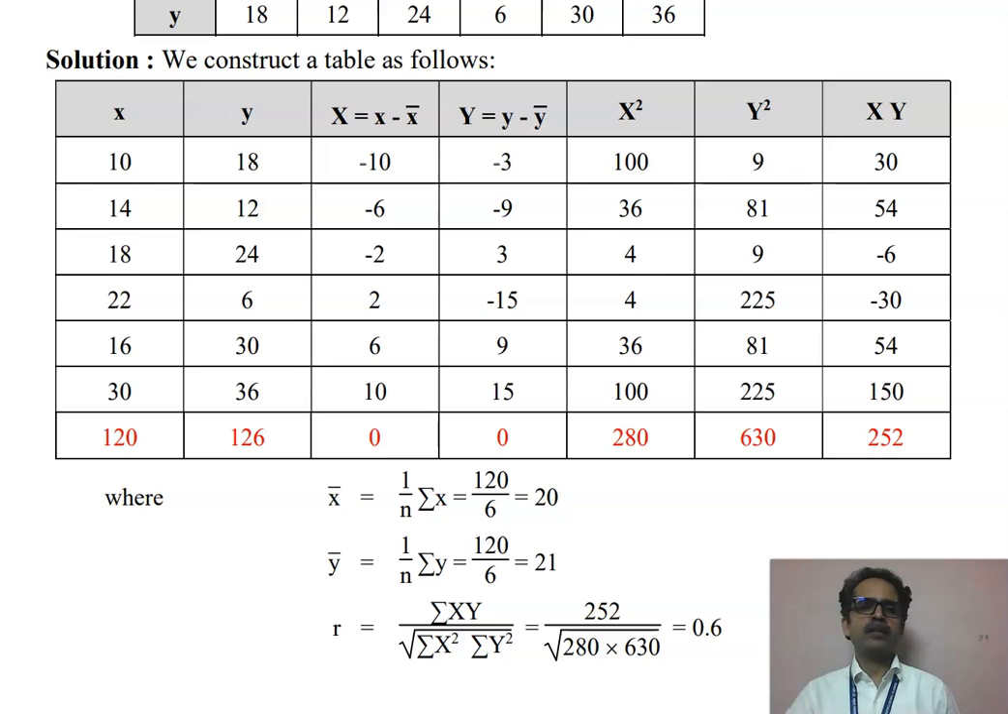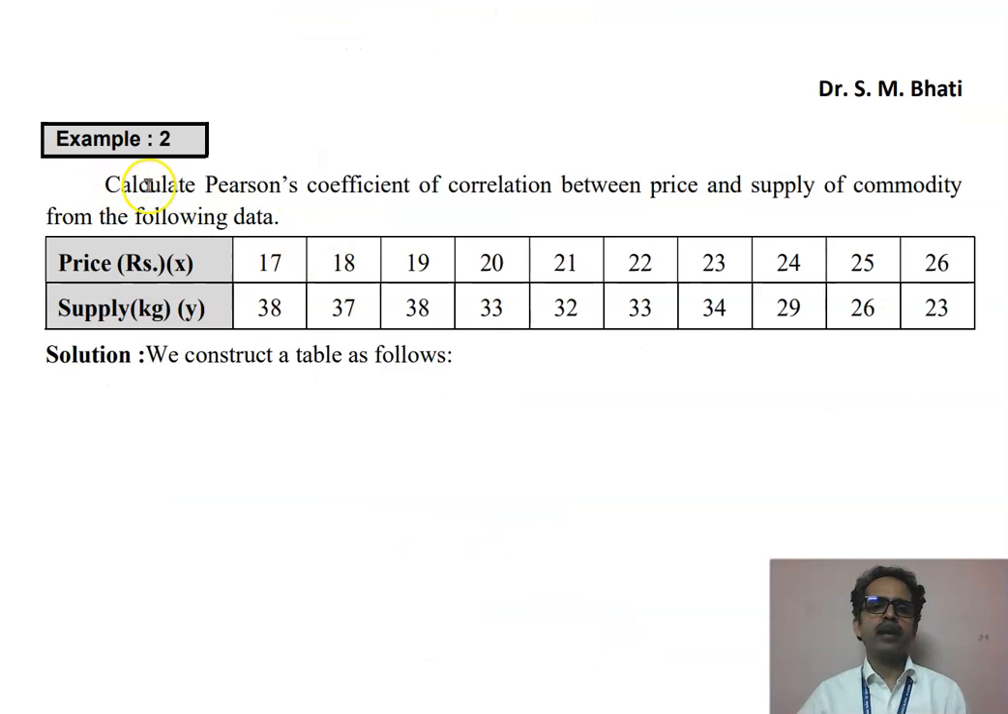Now we'll see the second example. Calculate Pearson's coefficient of correlation between price and supply of a commodity from the following data. Here the first row gives you price, and the second row gives you supply. Prices are given in rupees, while supply is given in kg. Prices can be shown by the variable x, and supply by the variable y. Already it is given in the problem.